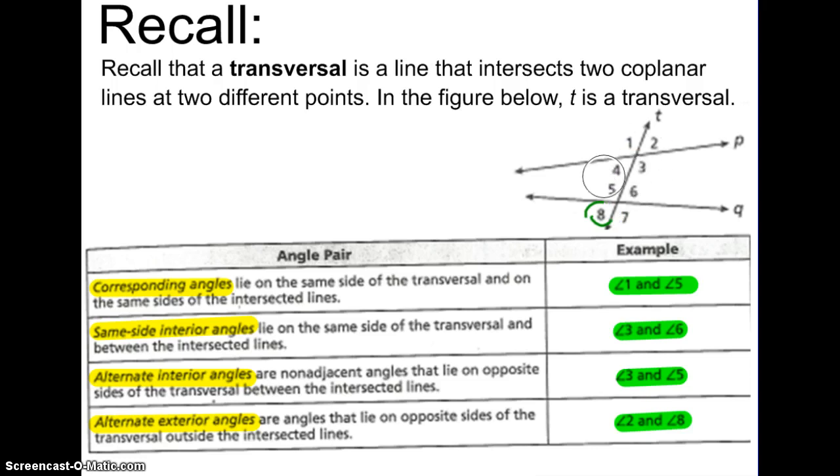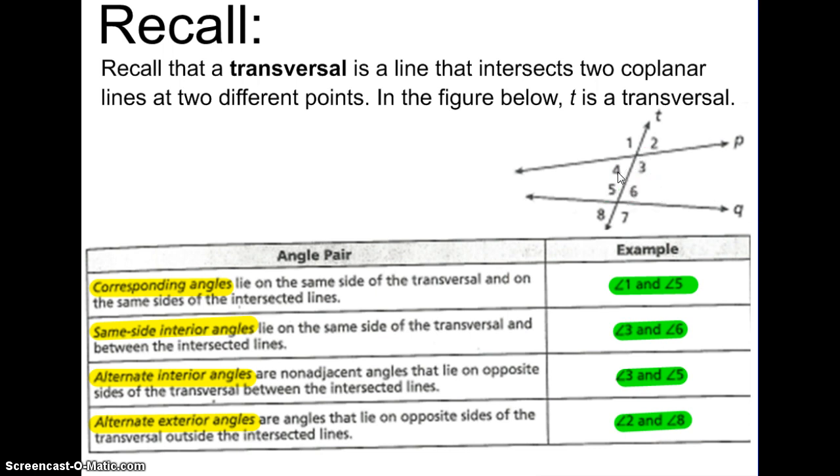Now, same side interior, so I'm going to erase what I have. Interior means they have to lie in between the two lines, and same side means it's on the same side of the transversal. So what that means is angles 3 and 6 are on the same side and the interior, and angle 4 and 5 are same side interior angles.